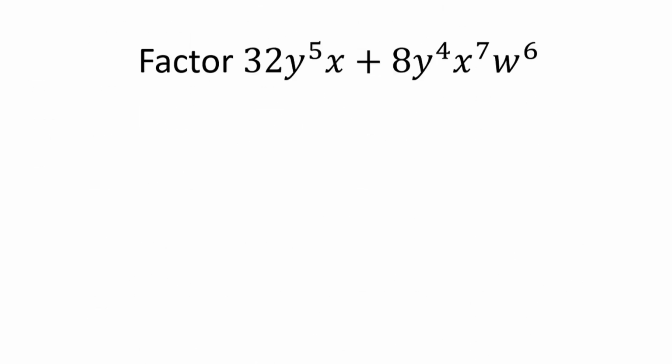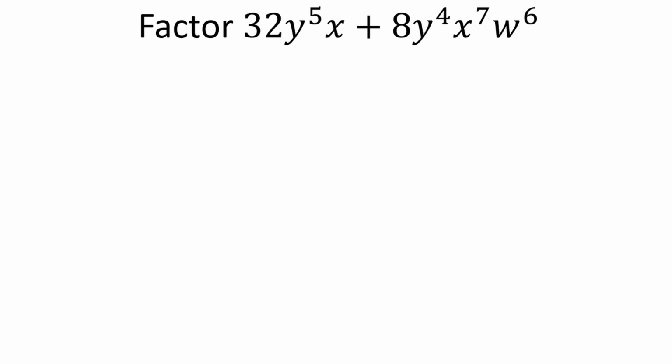Let's try a multivariable problem. We have 32y to the fifth x plus 8y to the fourth x to the seventh w to the sixth, which we need to factor. For our constants, the GCF is 8, as both 8 and 32 can be divided by 8, and the result will still be a whole number.